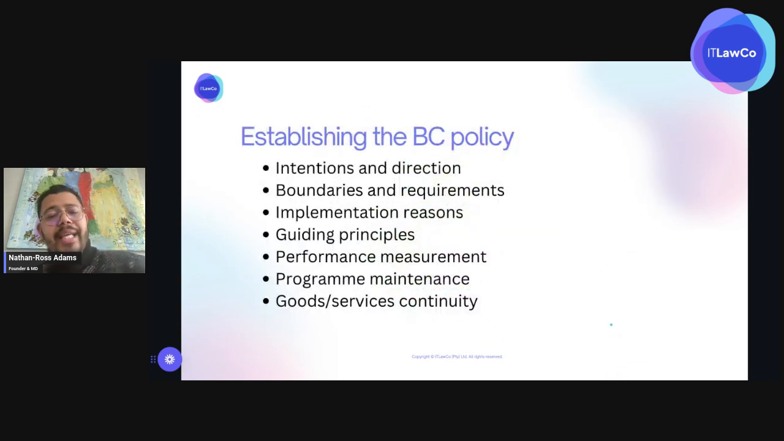Now, in establishing the business continuity policy, there are various factors that you need to consider. These factors vary from organization to organization, but I've distilled it into its essence. Essentially, to establish a BC policy, you need to set intentions and direction. This is expressed by your leadership team and is done in your policy. These intentions would say, this is our leadership commitment to business continuity. We'll get into that in the guiding principles, but for now, just know that the policy needs to set intention and direction.